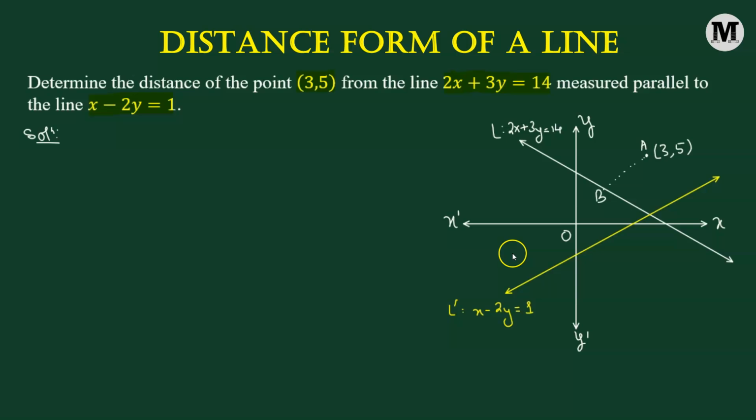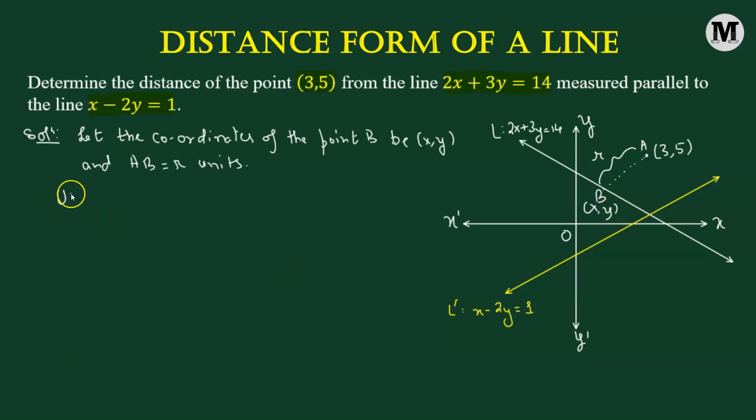Okay. So here, we are going to use the distance form of a line to find out the distance AB. Let us suppose that the distance AB, that is r, is what we need to find out, and we will suppose that the coordinates of the point B are (x, y). Now, we can use the distance form, because to apply the distance form, the line must pass through 2 points. So here we have the line segment AB passing through the point A with coordinates (3, 5) and the point B with coordinates (x, y).